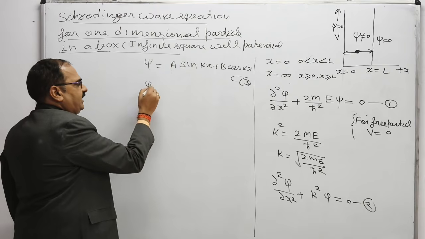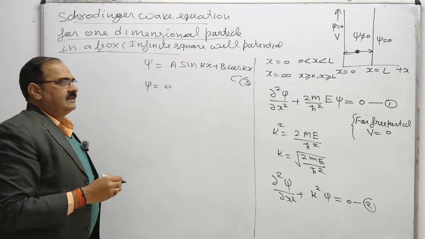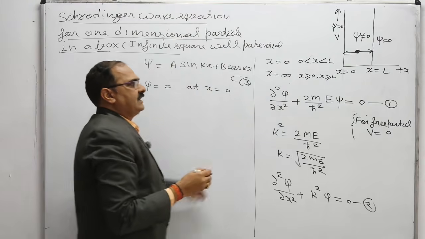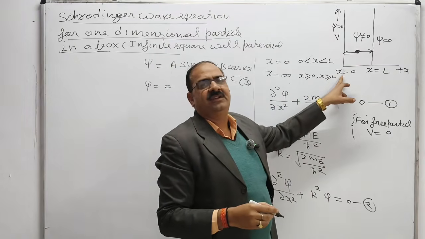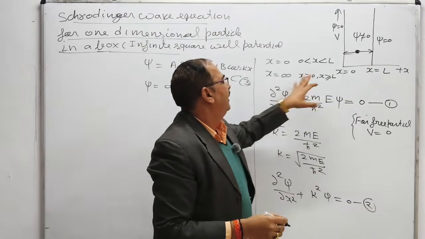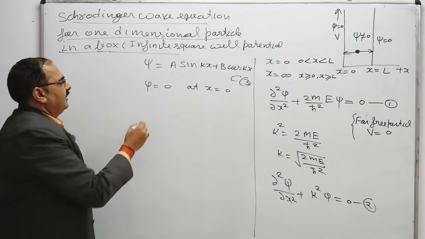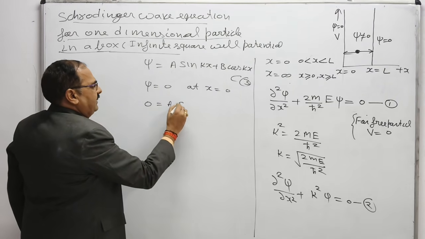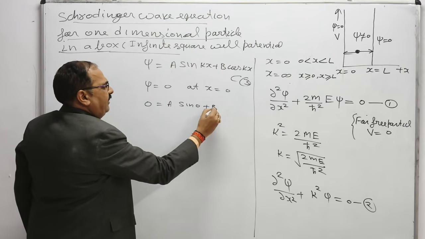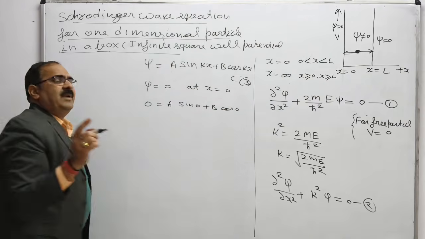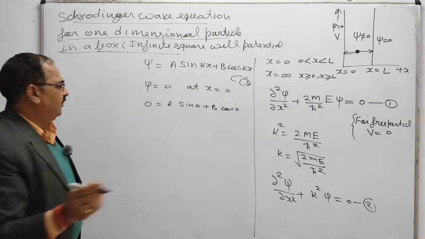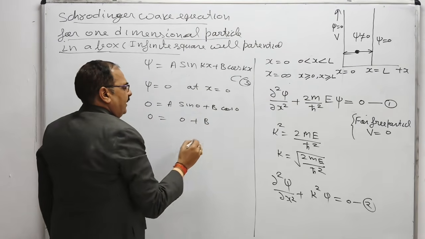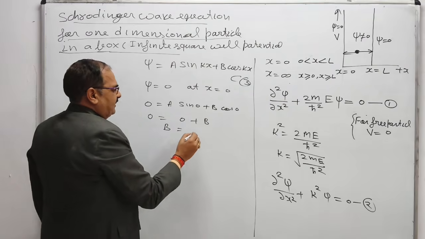First condition: psi is equal to 0 at x is equal to 0 in this box. Then 0 is equal to A sin 0 plus B cos 0. The value of sin 0 is equal to 0. So 0 is equal to 0 plus B, then the value of B comes out to be 0.